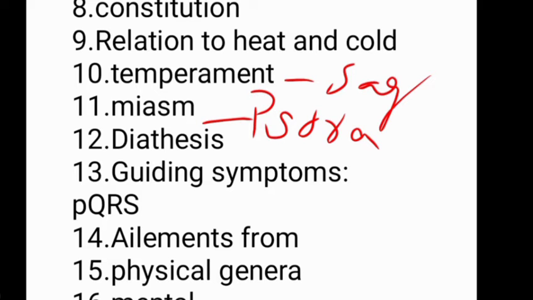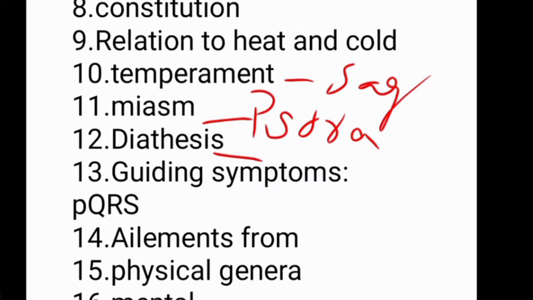Then diathesis. What is diathesis? Diathesis means the susceptibility to any disease. If we take aconite, we actually discuss a 12-point diathesis. If any drug has a diathesis, you should mention it in your exam.